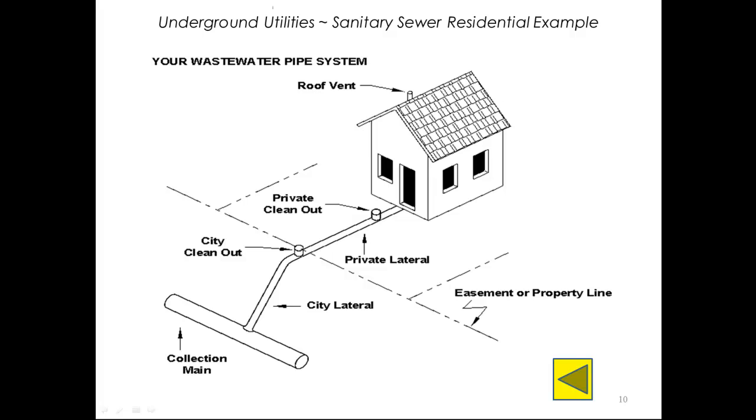Here's a simple illustration. So here's a house, and we see the lateral connecting to the main in the street at the property line. And we also see that there are cleanouts provided near the building and then once again near the property line where the public lines begin.